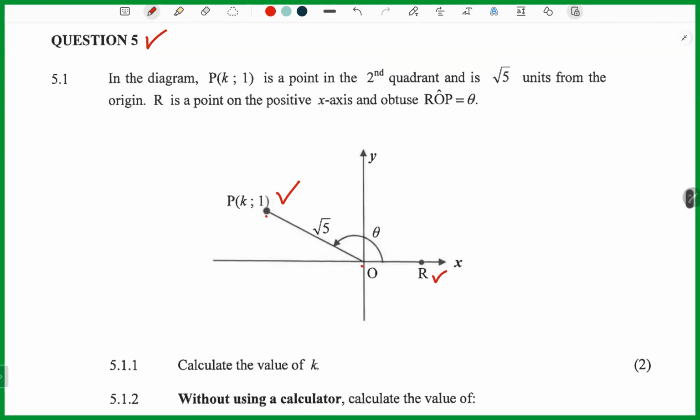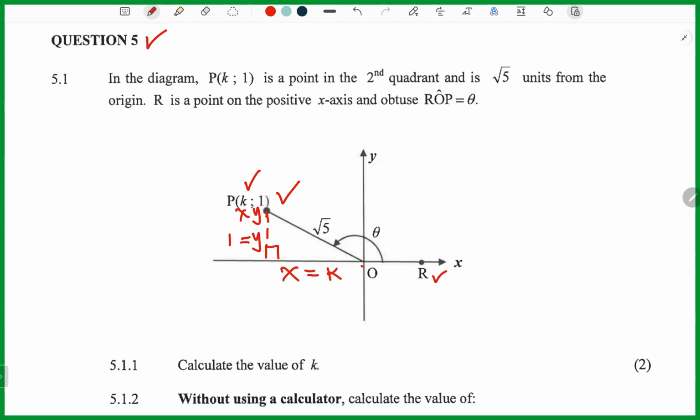Okay, and the examiner is asking us a very simple question: calculate the value of k. So we just need to find the value of k. How do you find it? k is a coordinate, so it's very easy. Every time we see a diagram like this, we always make a right-angled triangle. And remember, the first component is x and the second one is always y. So our y there is 1, and therefore our x equals what?